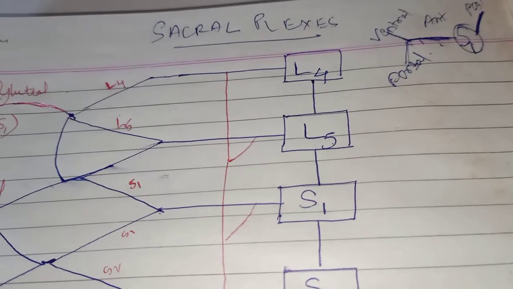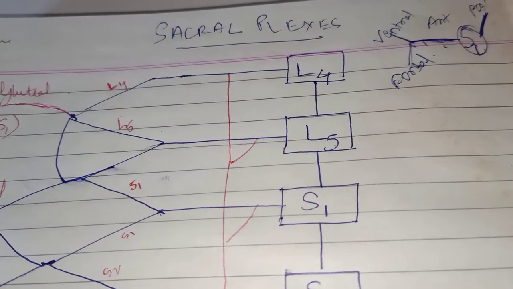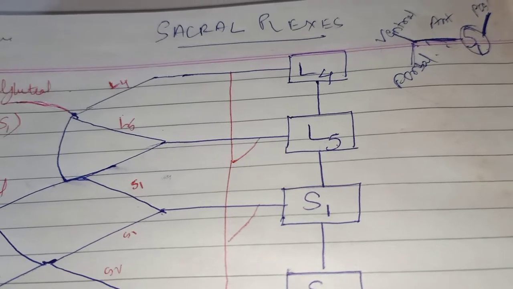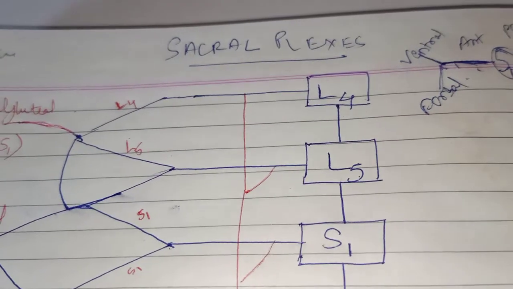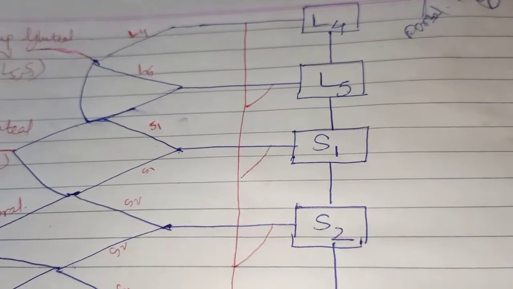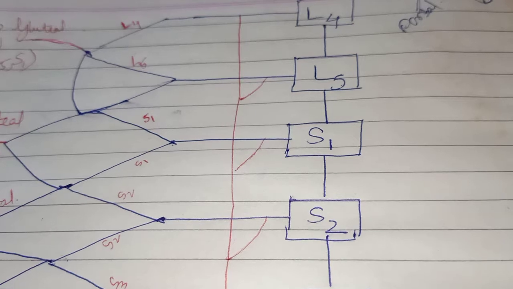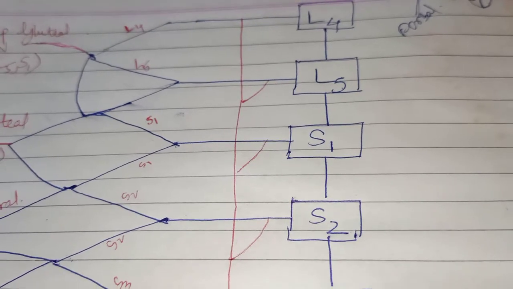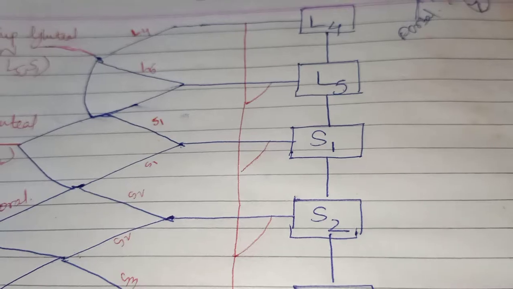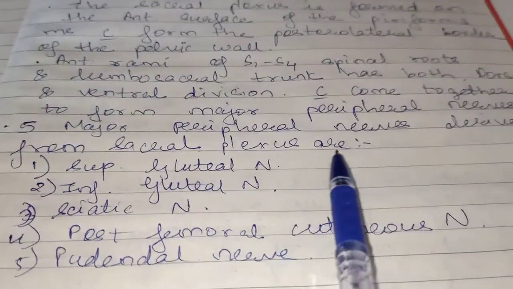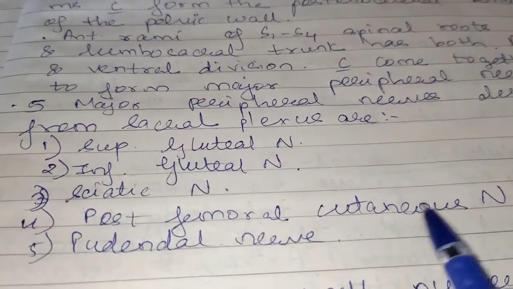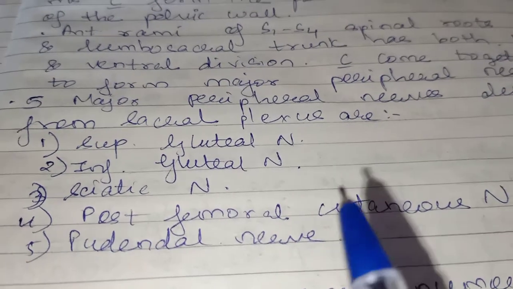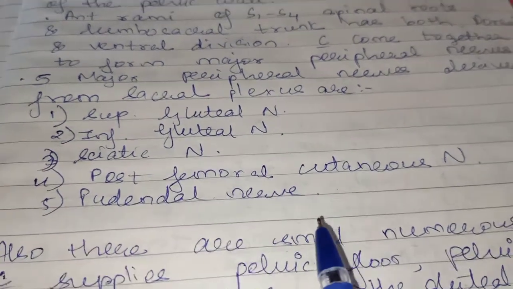Hello students, this video is a continuation of my previous video on nerves of the pelvis. In that video I talked about the sacral plexus, which nerves are involved in its formation, and where it is formed. So please go through my previous video for this. I also mentioned that there are 5 major peripheral nerves derived from the sacral plexus, and I gave their names. I'll proceed further in this video.